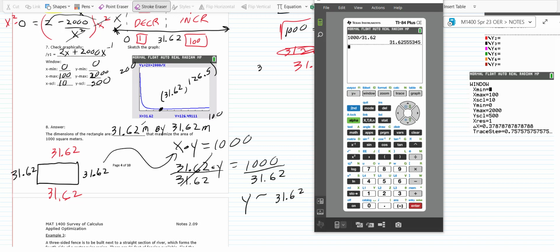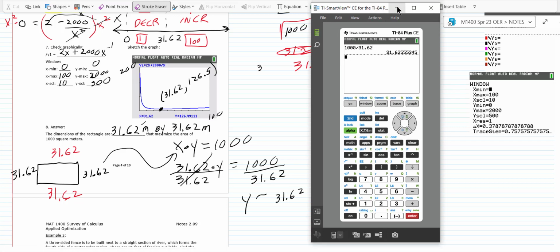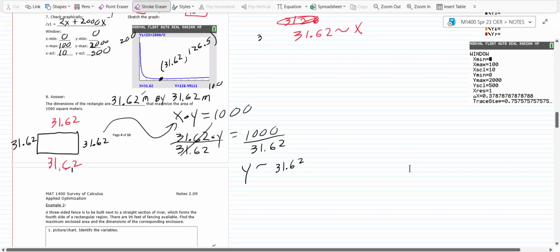Like if I change the problem to an area of 500, then what you would do is take the square root of 500 and you would have your minimum just like that. Every situation's a little bit different, but certainly on this problem, that's all you would have to do to get that answer.